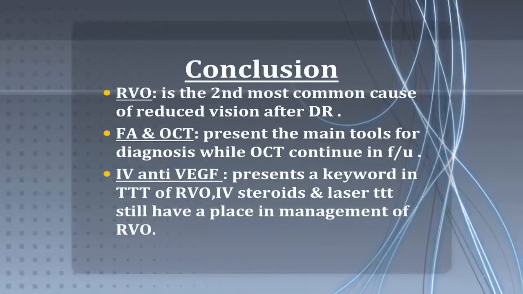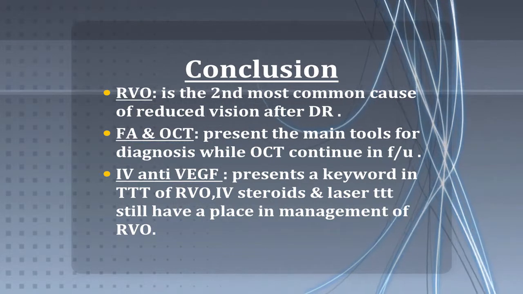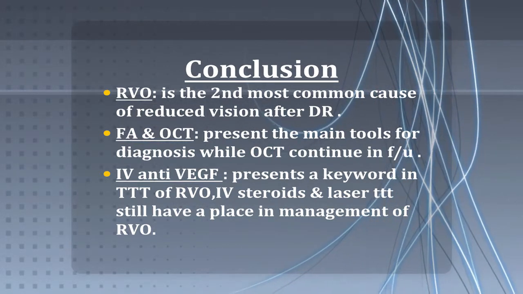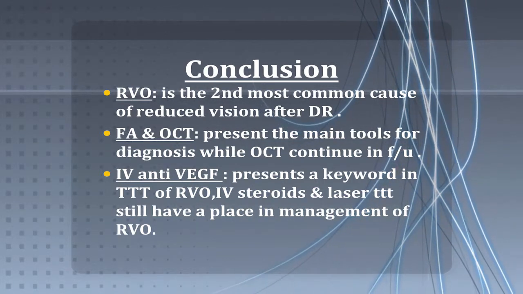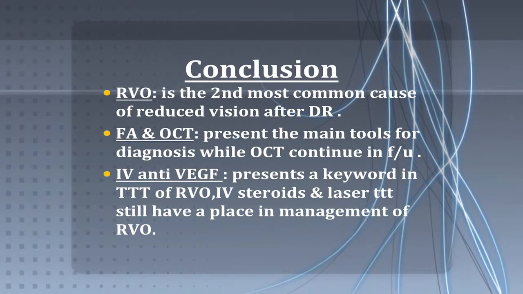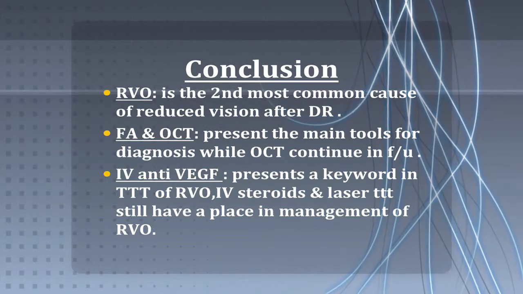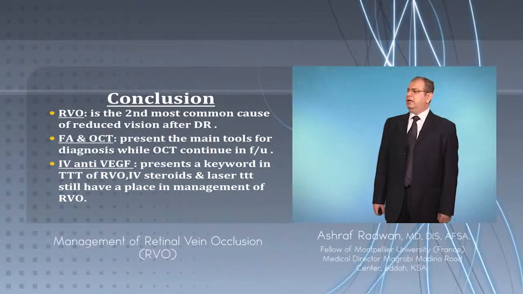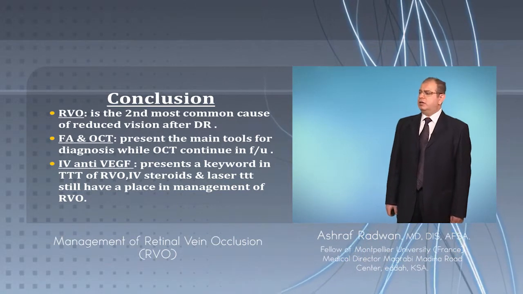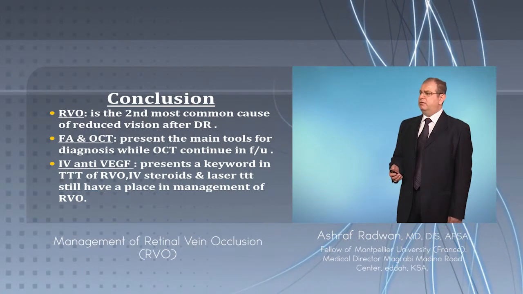So as a conclusion, retinal vein occlusion is the second most common cause of reduced vision after diabetic retinopathy. Fluorescein angiography and OCT are the main tools for diagnosis, while OCT continues in the follow-up of the patients. Intravitreal anti-VEGF is a key word in treatment of retinal vein occlusions. Intravitreal steroids and laser treatment still have a place in management of retinal vein occlusions.